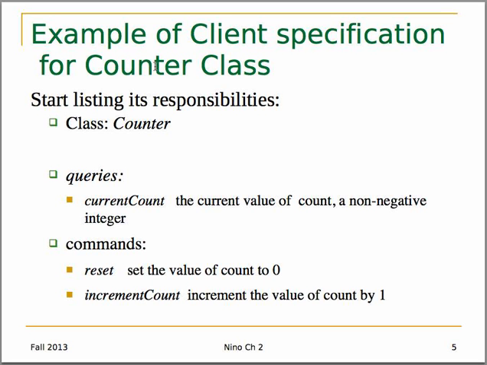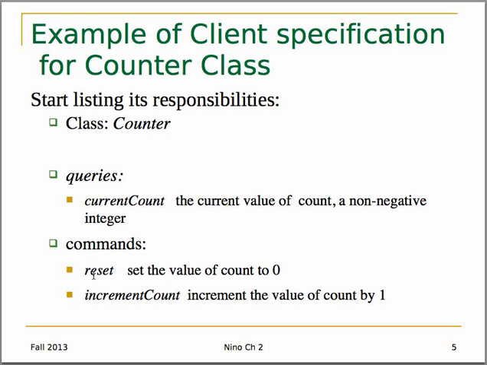So we'll use this counter class. It's an ongoing example from the book. And so this class counter has queries and commands. Queries are things like current count. All it does is return the current value of the data member count. It should be a non-negative integer. If it's negative, then we know something has gone wrong.